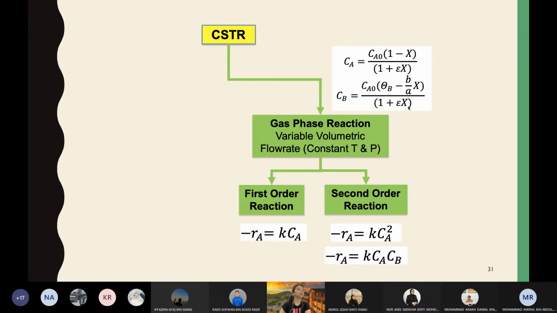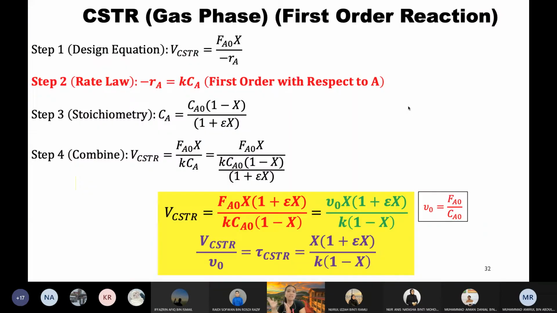Okay, right, so done. So then again, we have to do all over again the equation. Okay, so kita buat balik untuk first order, but now this is gas phase. Gas phase, first order, CSTR. Okay, so you tengok beza dia sebab concentration tu dah menjadi CA equals to CA0 in bracket 1 minus X per 1 plus epsilon X. Okay, so when we combine, you can see derivation ni a little bit of mathematics sebab sekarang dia ada 3 layer kan, sebab at first FA0 X per minus RA. Minus RA dia adalah kCA. Okay, then di express CA tu kan dah sama dengan CA0 in bracket 1 minus X per bracket 1 plus epsilon X. So kamu tengok kita ada 3 layer.